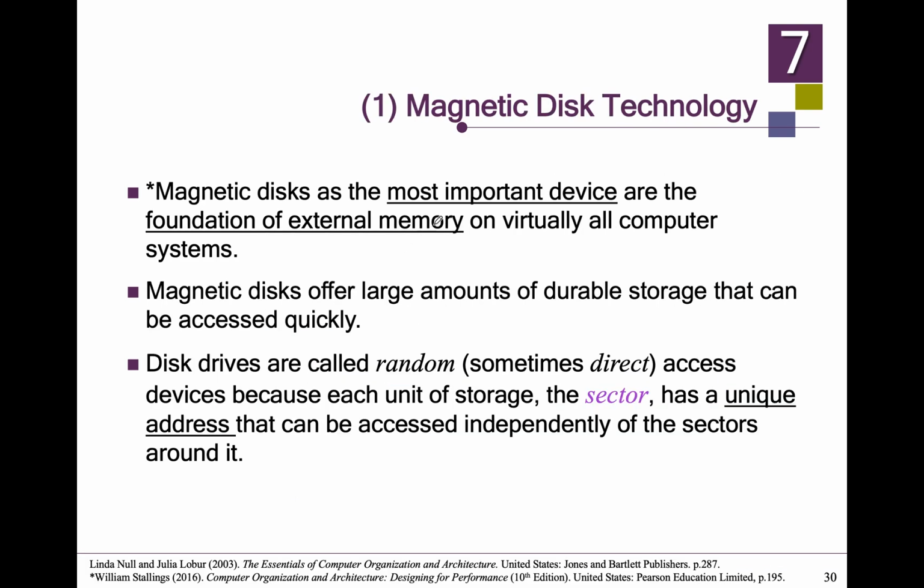So first of all is magnetic disk technologies. Magnetic disks, as the most important device, are the foundation of external memory. So it is not internal, okay, it is external memory on virtually all computer systems. Magnetic disks offer a large amount of durable storage that can be accessed quickly. So how much can be saved into the magnetic disk? These drives are called random, sometimes direct access devices, because each unit of storage, also known as the sector, has a unique address that can be accessed independently of the sectors around it.